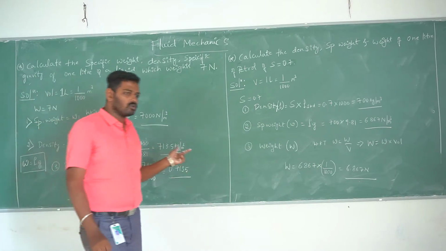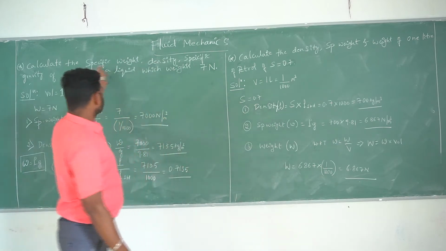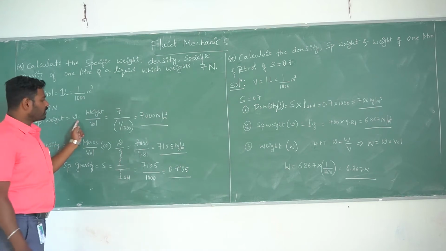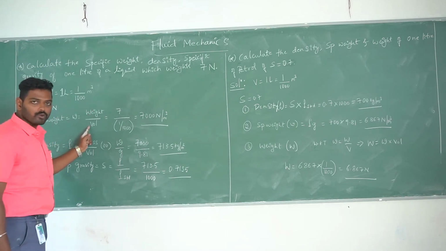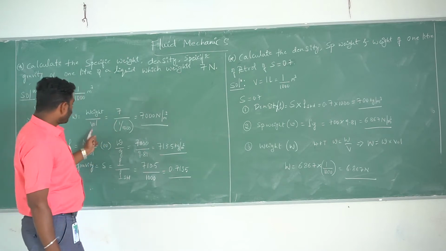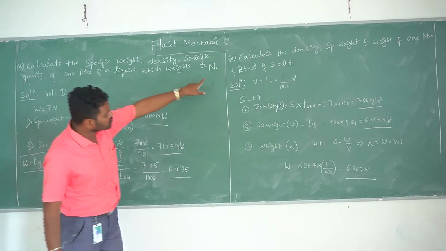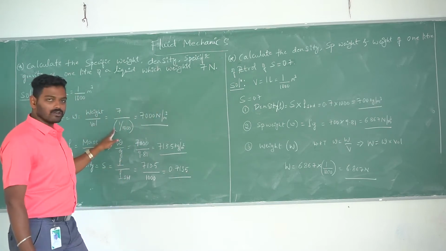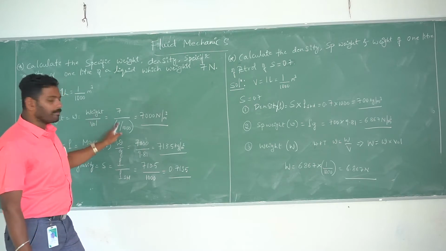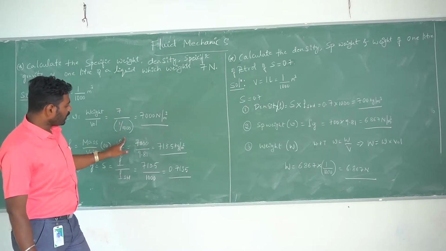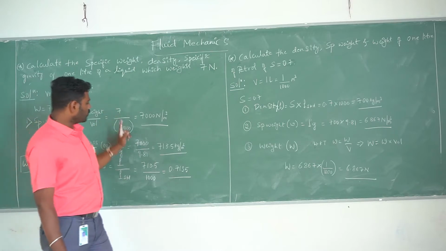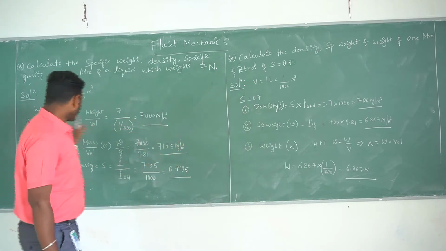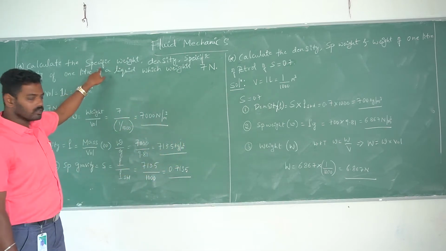Weight is known, volume is known. So the question is specific weight, which is nothing but weight density. Specific weight or weight density is the ratio of weight of the fluid by volume of the fluid. Weight is given in Newton, which is an SI unit, but the volume is given in another unit that will be converted to SI units. So 7 by volume, which is 1 by 1000. 7 divided by 1 by 1000, then 1000 will go up. So 7 into 1000, that is 7000 Newton per meter cube. So we have calculated the first question, specific weight or weight density.